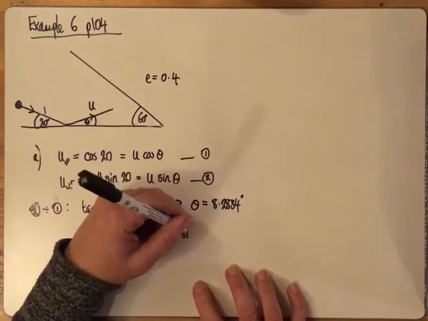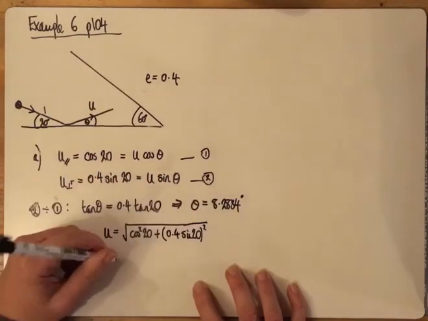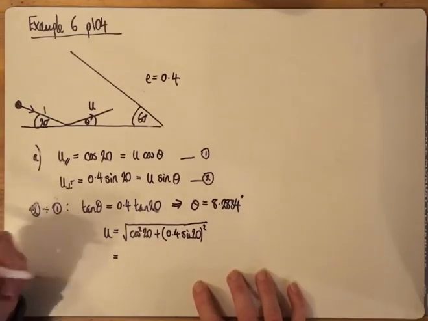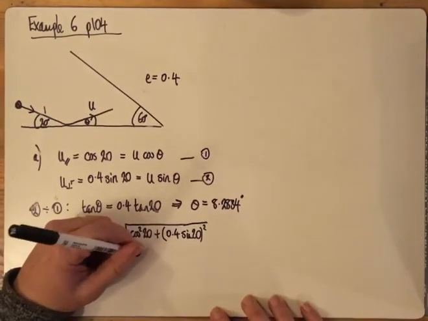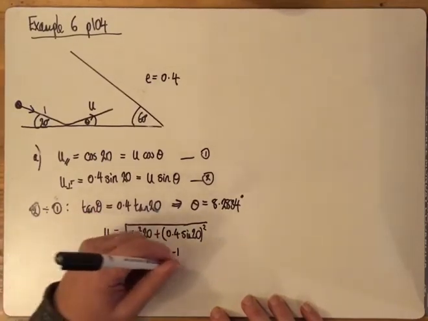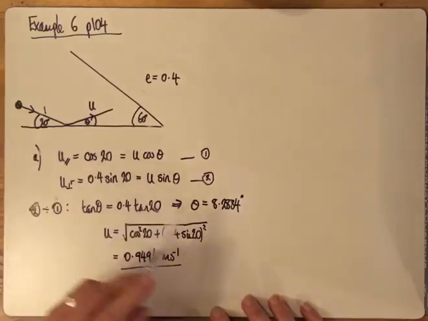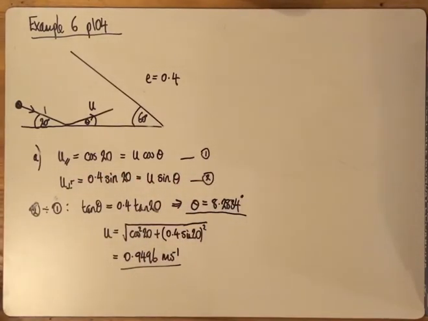0.4 sine 20 squared. And U comes out as being 0.9496 meters per second. So we're expecting the speed to slow down a bit, which it has, and the angle to be less than 20, which it is. So you can do a couple of rough checks on that.